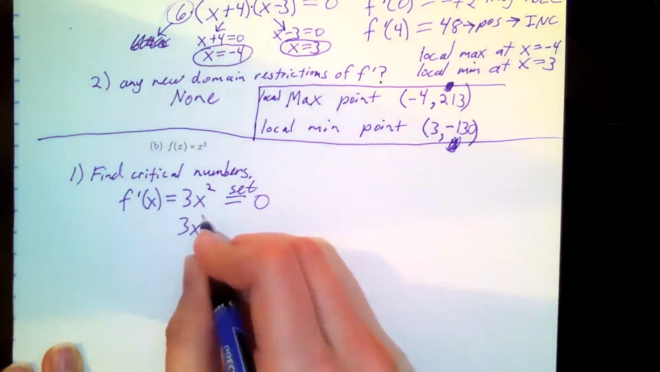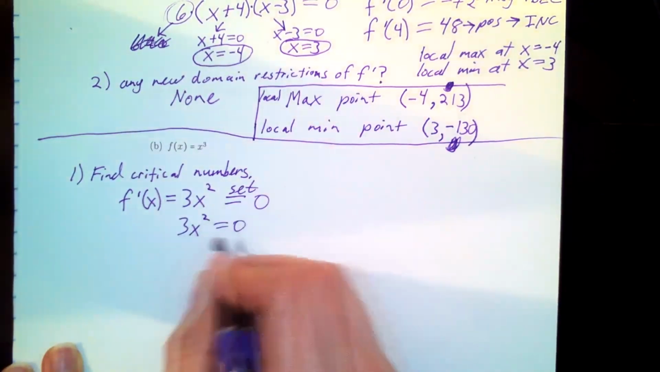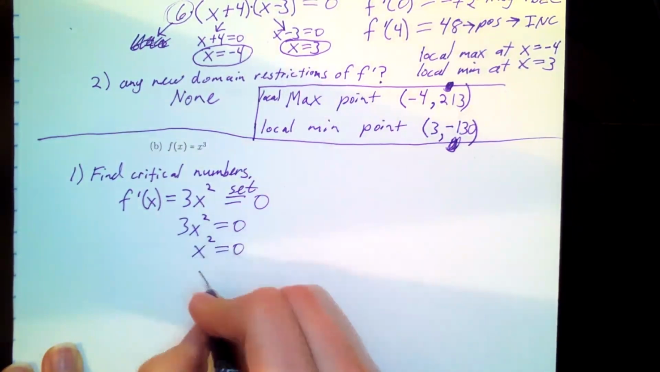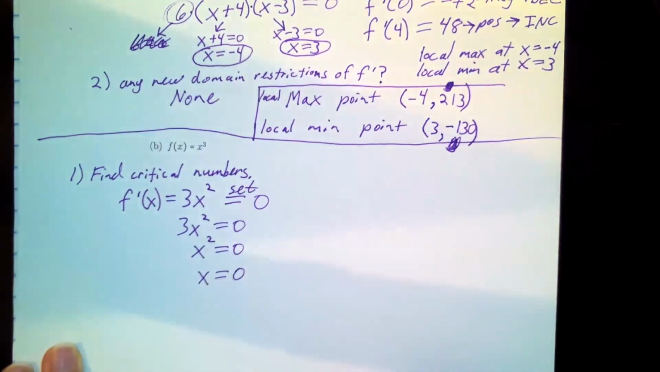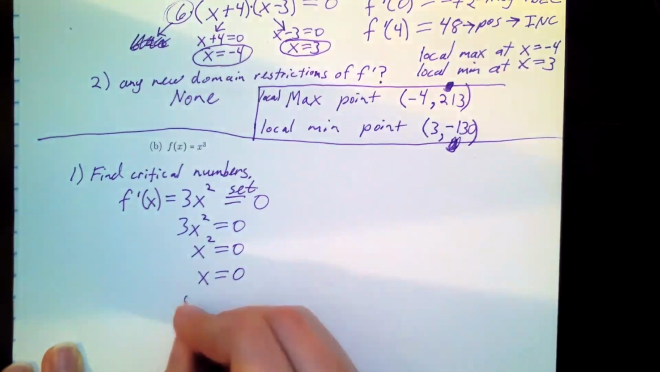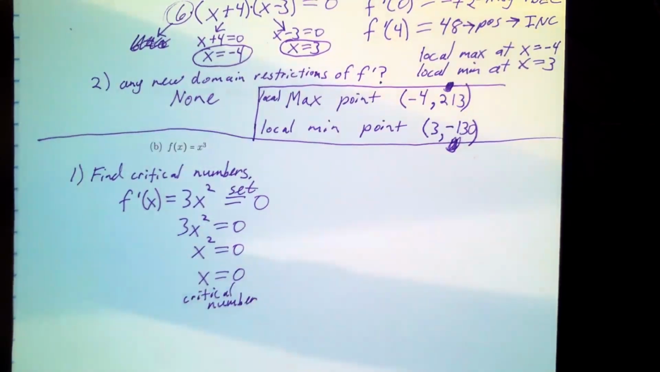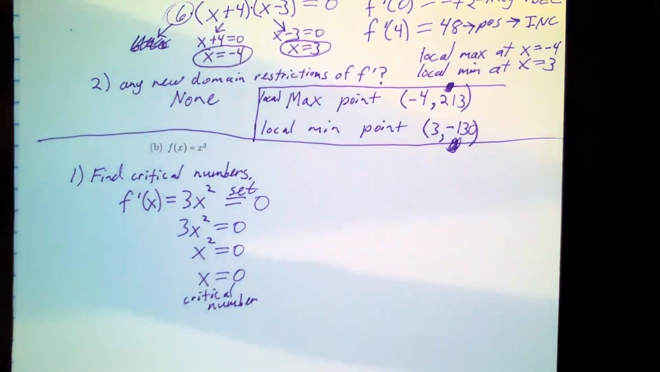The good news is this is actually pretty easy to solve. If you divide both sides by 3, you get x squared is equal to 0. If you square root both sides, you get, guess what? X equals 0. So this is a critical number. This is a shiny x value. That is a potential maximum or minimum. It could be neither. It could be neither one, but it's potentially a max or min. So it's a potential interesting thing.